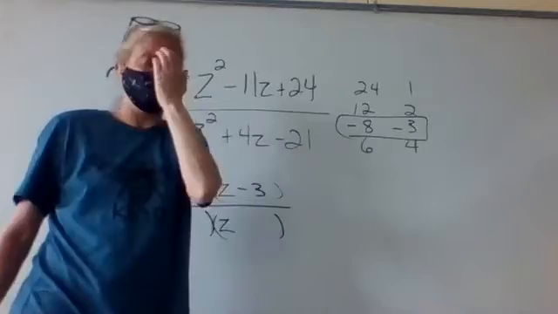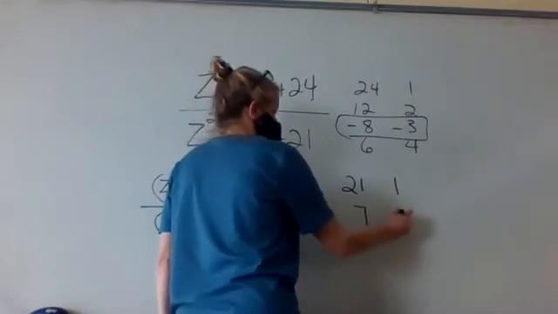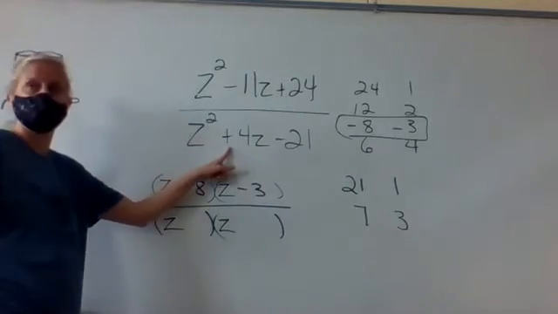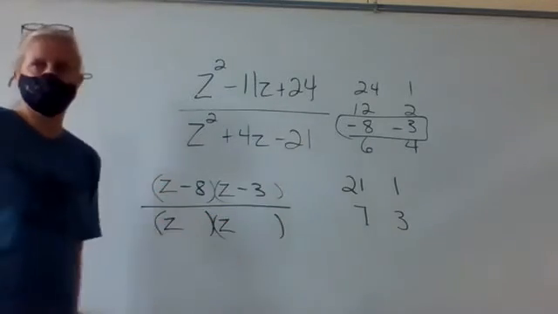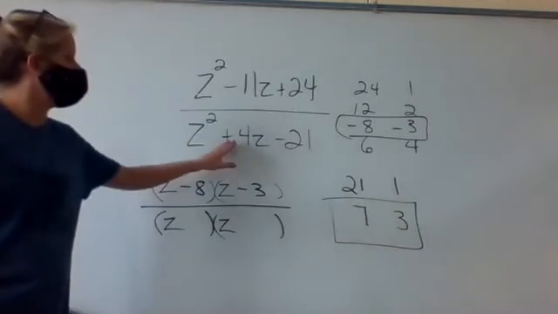Let's write out the ways to multiply to get 21. 21 and 1, 7 and 3. What's my middle number? 4. Which pair am I going to use? I'm going to use the 7 and 3 pair. I need it to be positive 4.